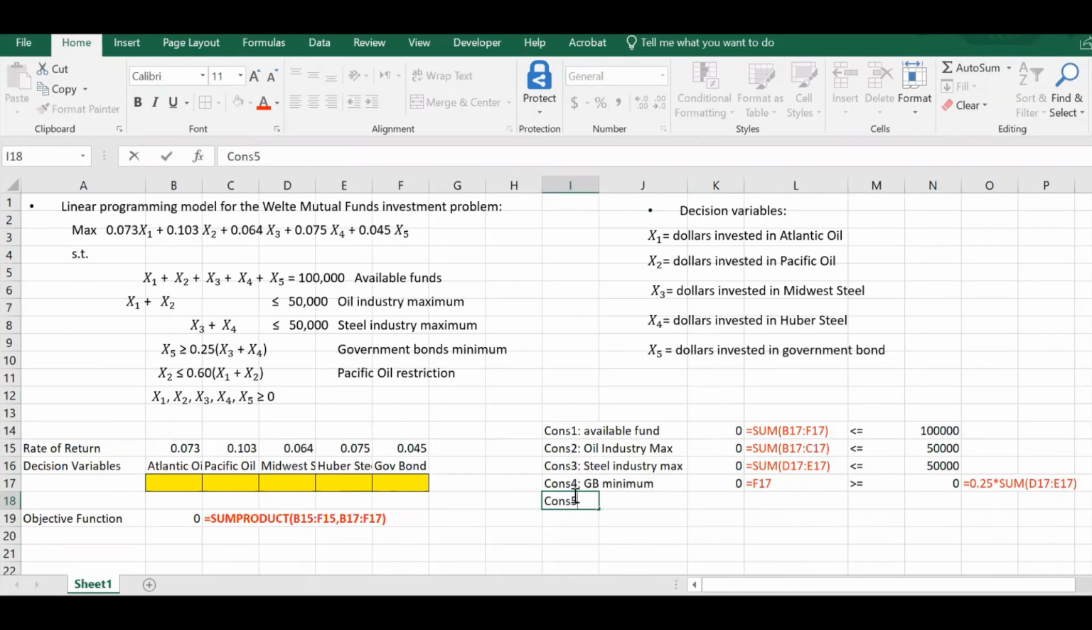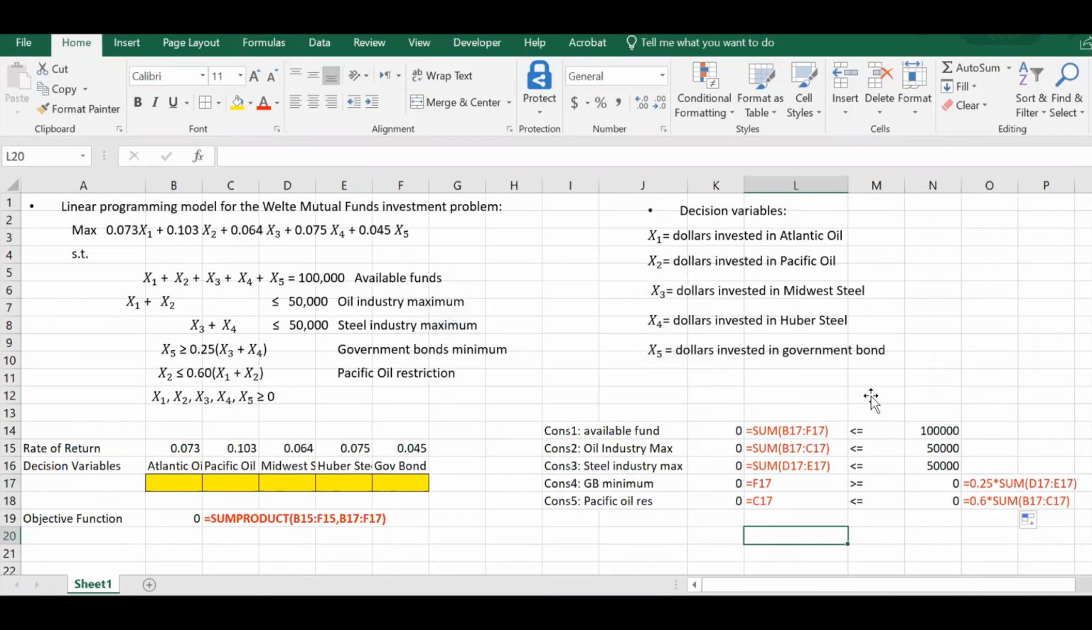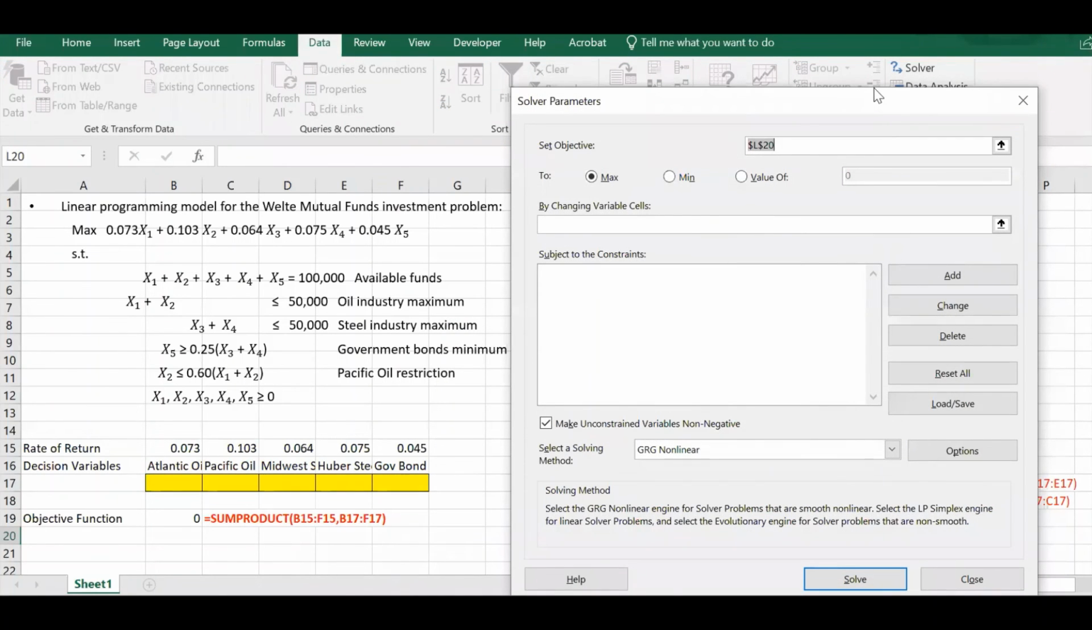Next, constraint five, which would be the Pacific oil restriction. The amount invested in the second alternative should be less than or equal to 60% of the total investment in the oil industry, which is X1 and X2. And again, just copying the formula. So all is good. I now have decision variables, objective function, and this set of constraints: left-hand side, right-hand side, and the sign. Of course, I don't need to put the signs. It's just for me to remember what I need to set in my solver.